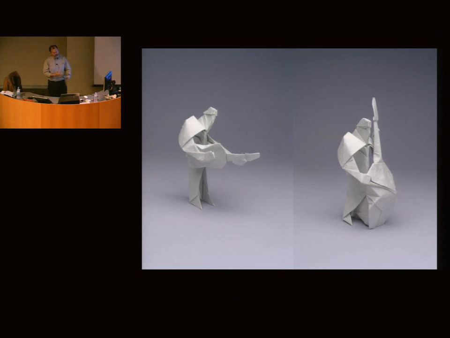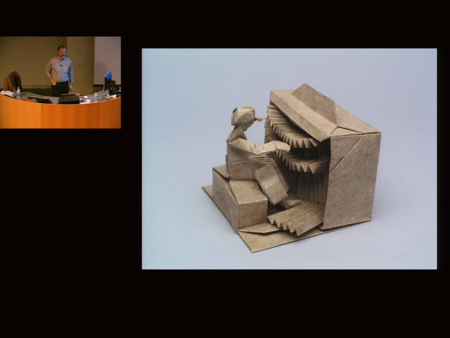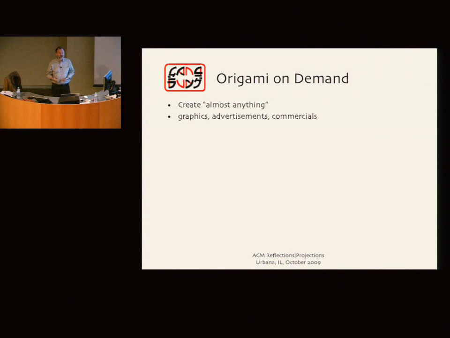And you might be sitting there and think, well, a guitar and a bass are pretty simple instruments. Could you do a more complicated instrument from a single sheet? And yeah, you can. So this lets us create almost anything from origami. And origami has turned out to have applications in graphics and advertising and print ads. And all this is possible because we can create origami figures on demand.